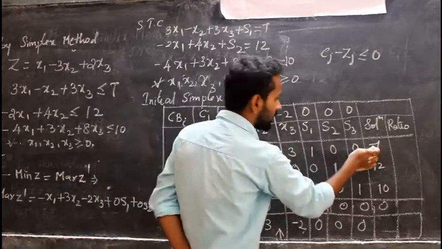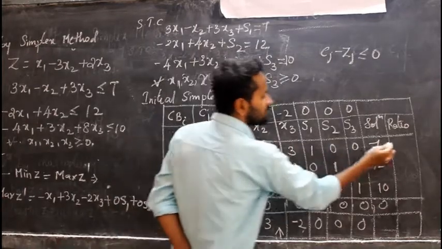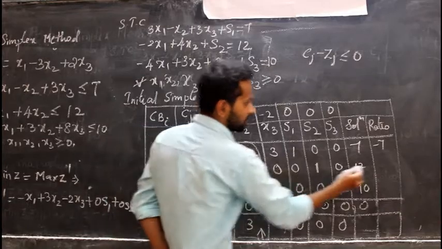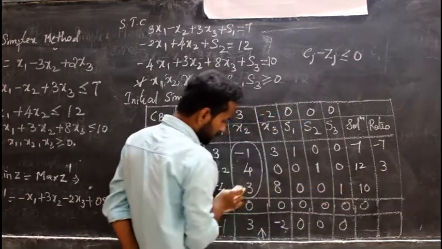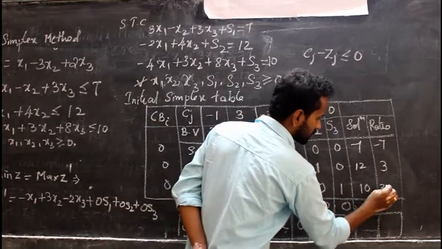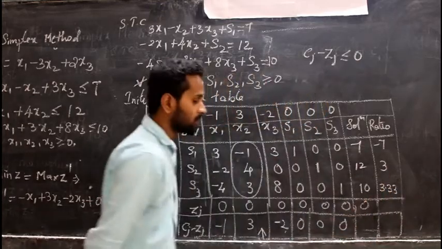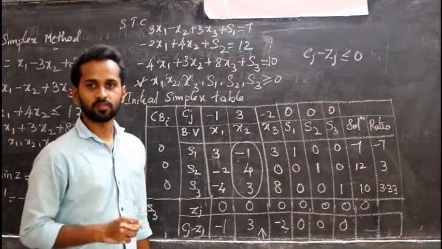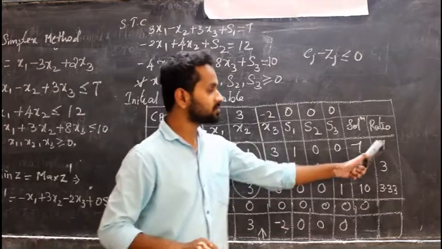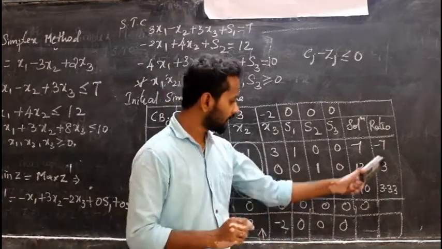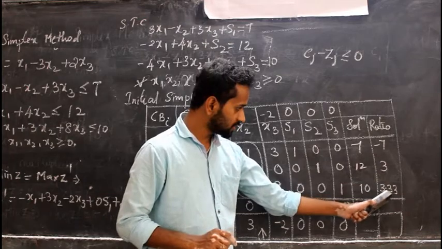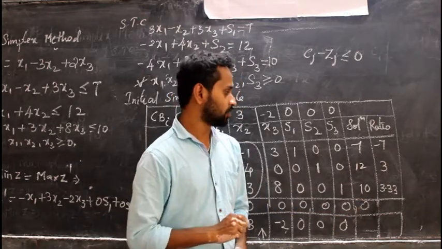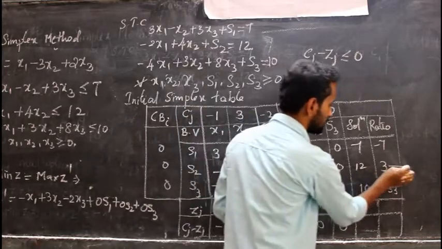That becomes 7 divided by minus 1, minus 7. Next, 12 divided by 4, 3. 10 divided by 3, 3.33. So, is it clear? Now what I need to do? I need to select the least positive ratio value. Minus 7, negative sign, don't consider. I have only two positive values, 3 and 3.33. In this I consider the least positive value, that becomes 3.